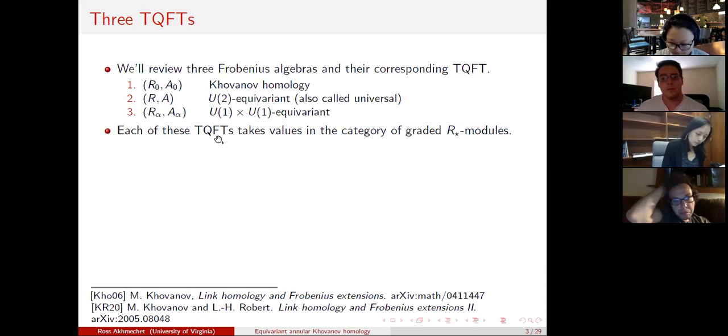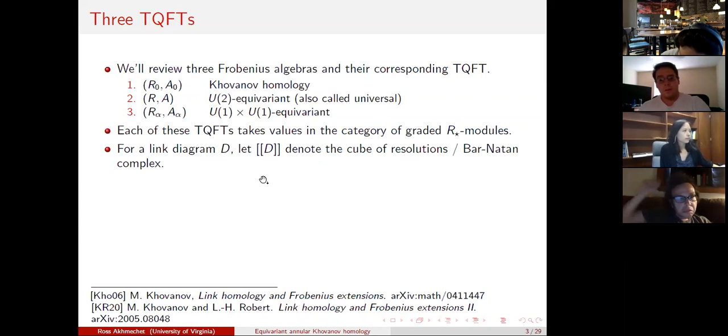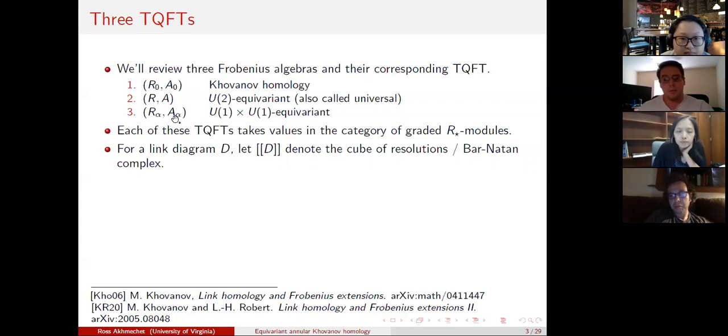Each of these TQFTs is graded, so they take values in the category of graded R star modules. The star means whatever the decoration is of the ground ring R here. To get link homology, you take a link diagram, you form the cube of resolutions, or really what I'm thinking of is the Bar-Natan complex, and then you apply the TQFT to this chain complex. Now you have something in a module category and you can compute homology. But this bracket D is already an invariant of the link. So you need to find TQFTs that factor through the Bar-Natan relations, and all of these happen to.